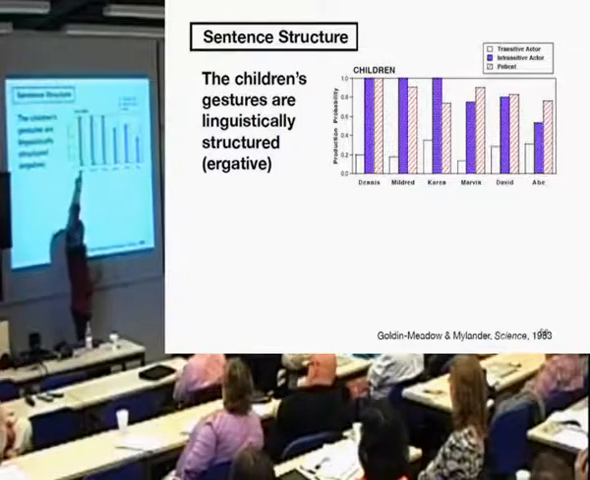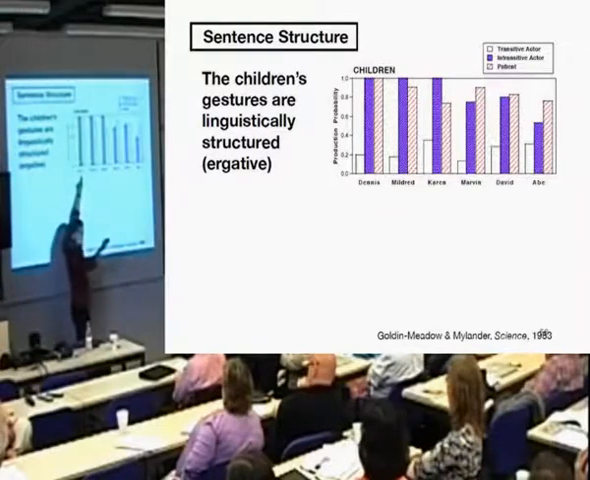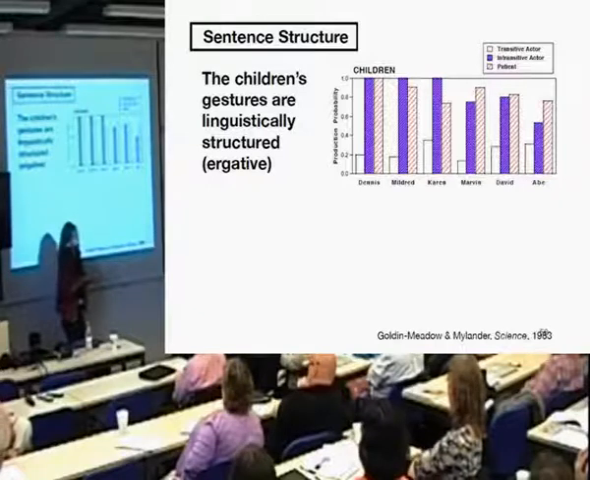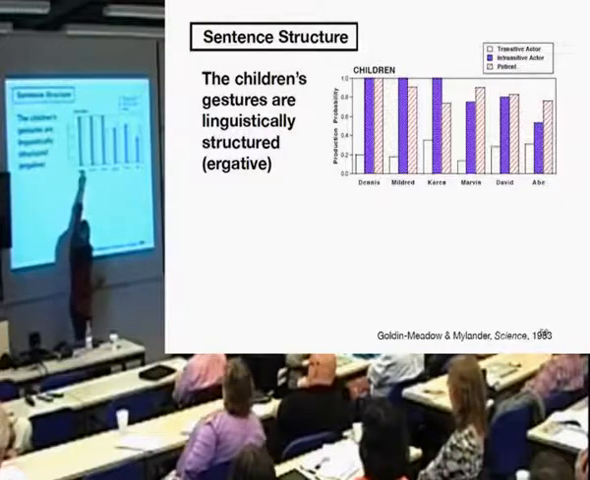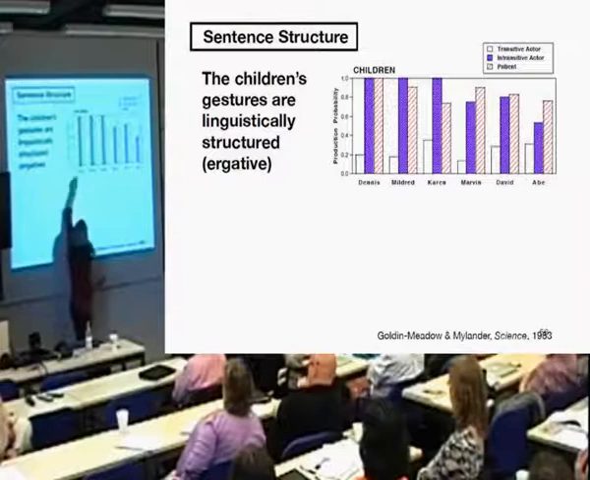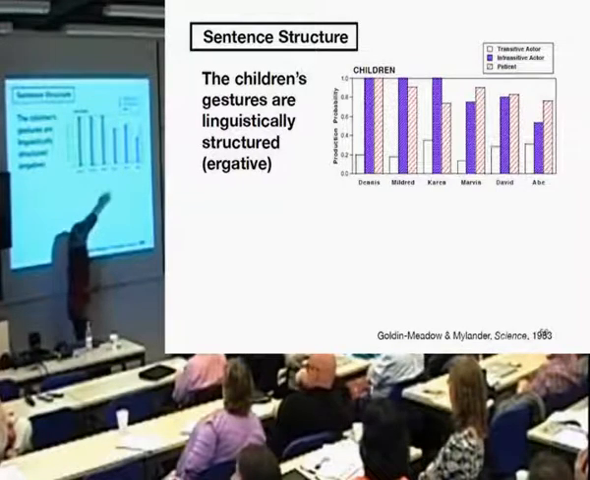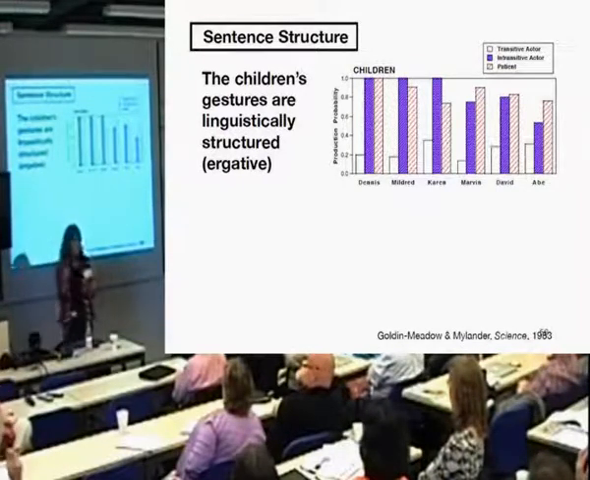So if that mouse is running to his corner, he's an intransitive actor. They're very likely to produce a gesture for that. So patients and intransitive actors are treated alike and different from transitive actors in most of the kids. And that's kind of an ergative-like pattern.